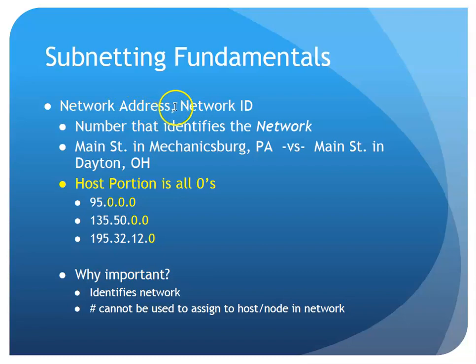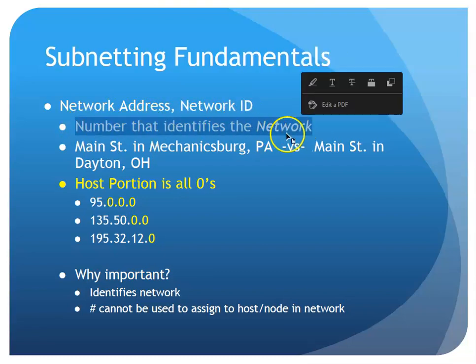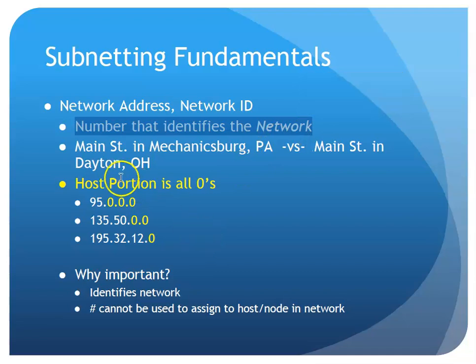The network address, or network ID, is the number that gets used to identify the network. As I like to say, a network is like Main Street, Mechanicsburg, PA versus Main Street in Dayton, Ohio. If I say Main Street, Mechanicsburg, PA, there is only one of those on the entire planet. But if I just say Main Street, just about every major town has a Main Street. But if I'm specific and say Main Street, Mechanicsburg, PA, there is only one of them. But that is not defining any houses on the street. It's just like the street name.